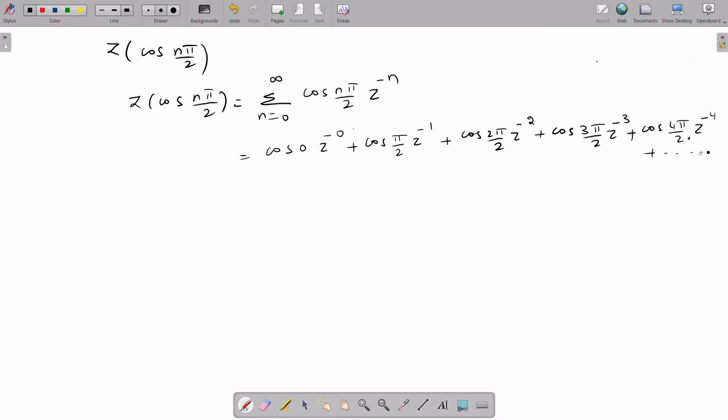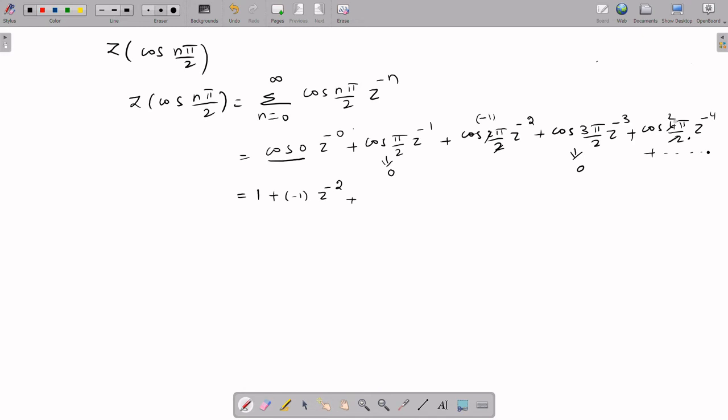So which is equal to, what about the cos 0 value? Cos 0 is 1, z power minus 0 is also equal to 1, plus, what about cos pi by 2? Cos pi by 2 value becomes 0. And then cos 2 pi by 2, that is cos pi, the value is minus 1. So you substitute minus 1 into z power minus 2. Plus, what about cos 3 pi by 2? Cos 3 pi by 2 value is equal to 0. So plus 0, plus what about cos 2 pi?